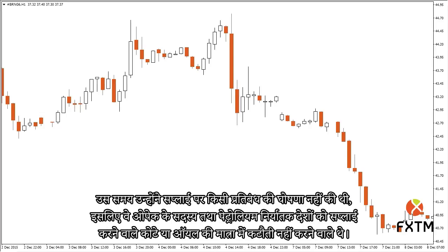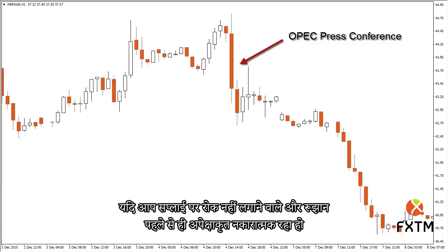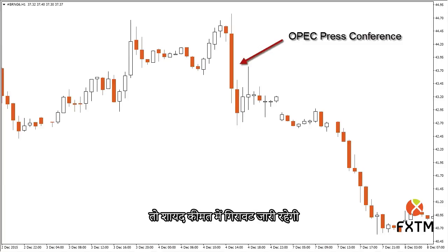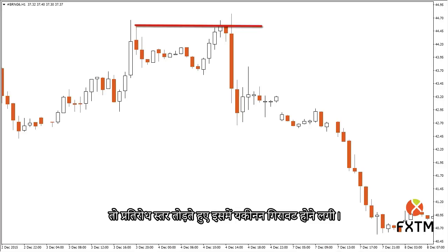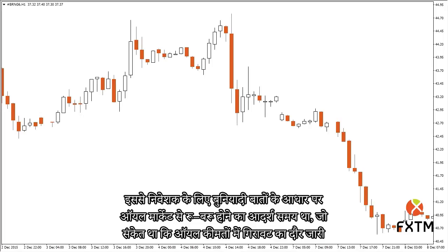At the time, they did not announce any restriction to supply, so they were not going to be cutting the quotas or the amount of oil that the petroleum exporting countries that are members of OPEC were going to be pumping. If you're not going to constrain supply and the trend had already been relatively negative, then the price is probably going to continue to decline. They made that announcement at the same time, again on the hourly charts, where oil was coming back up to a previous high. So it was bumping up against a resistance level, and sure enough, it began to decline. This presented an ideal opportunity for an investor to get direct exposure to the oil market based on fundamentals that were indicating that prices were going to continue to fall.